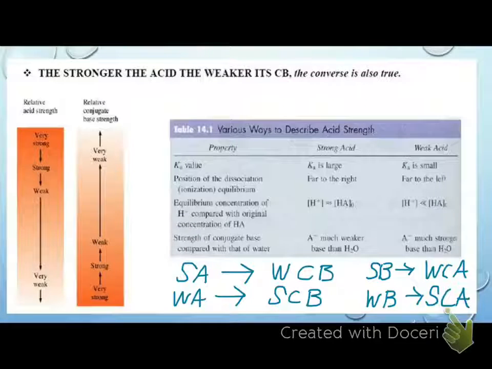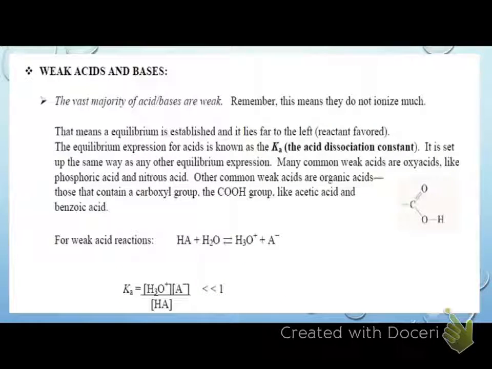Okay, so strong gives you weak, weak gives you strong. Okay, that's the nutshell. So weak acids: the majority of acids and bases are weak, okay? It means they don't ionize very much. This means equilibrium is established, and it lies far to the left because the reactants are going to be favored if there's not much dissociation. That makes sense, right? So here we have this weak acid in water, and what's going to be favored?